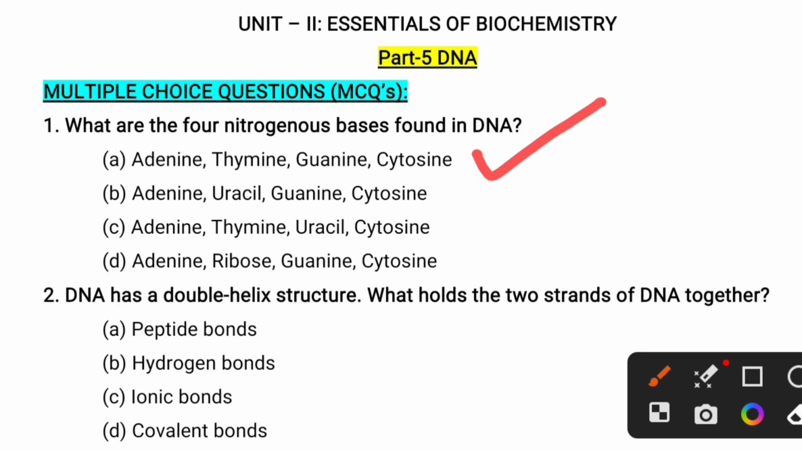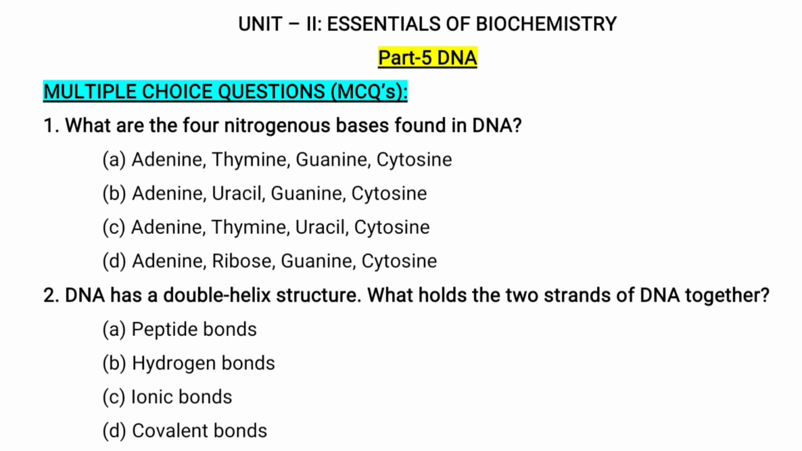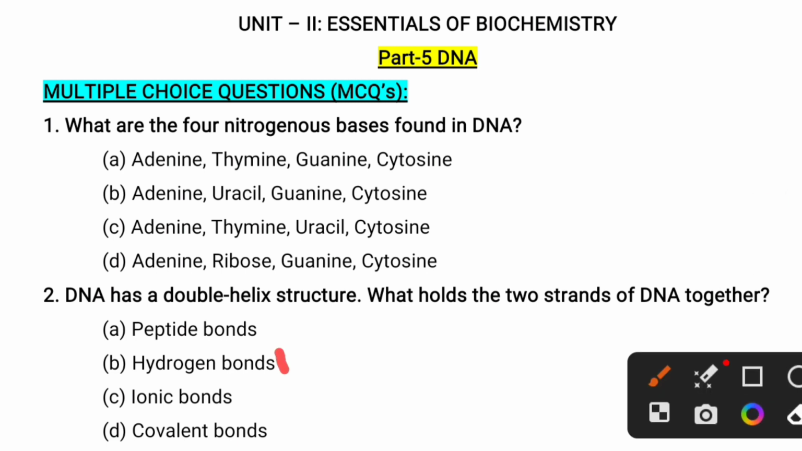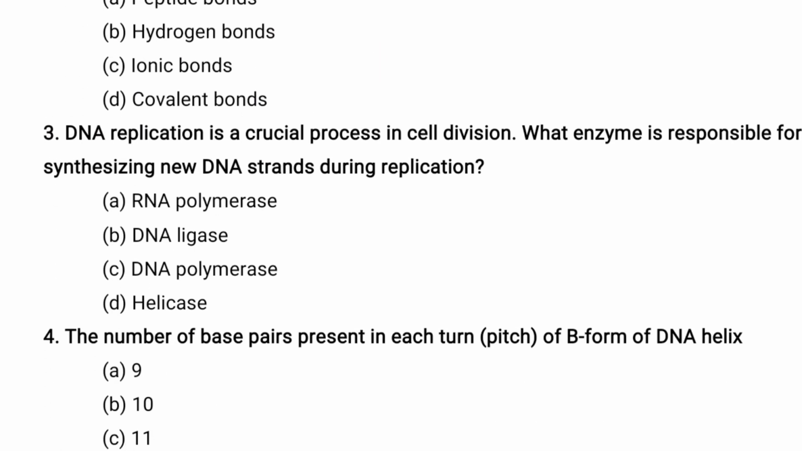Okay, so let's see the second question. DNA has a double helix structure. What holds the two strands of DNA together? Options are peptide bonds, hydrogen bonds, ionic bonds, covalent bonds. So the correct answer is hydrogen bonds that hold the two strands of DNA. They are formed in between nitrogenous bases. Okay, so let's see the next question.